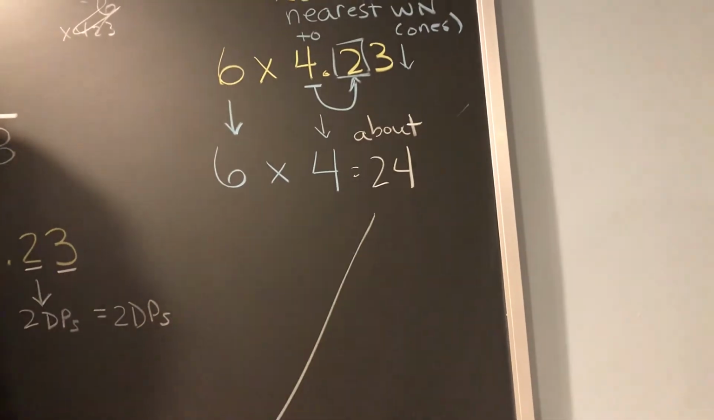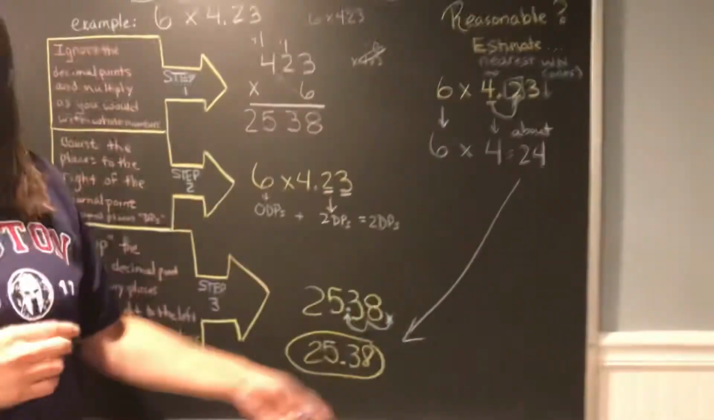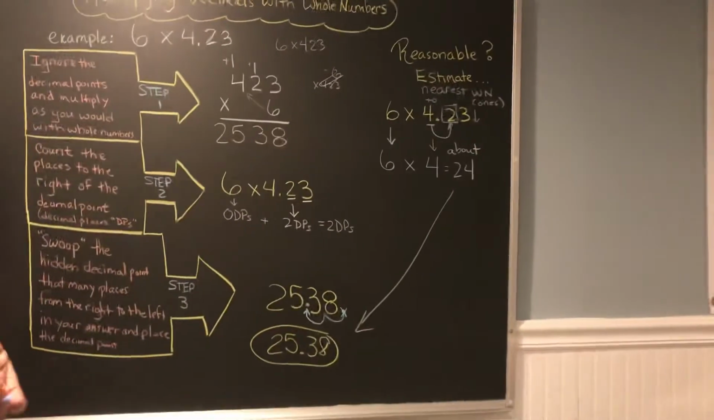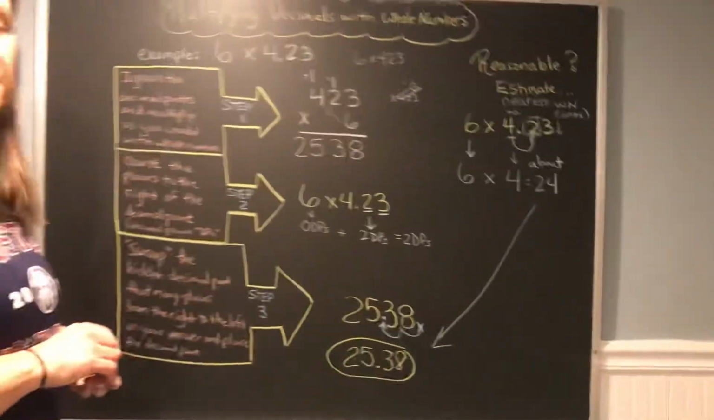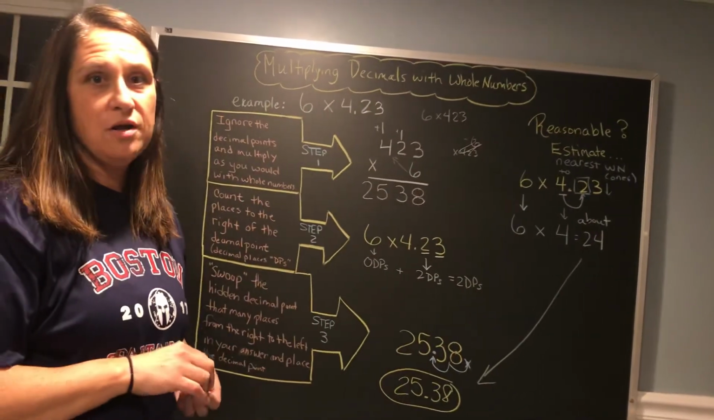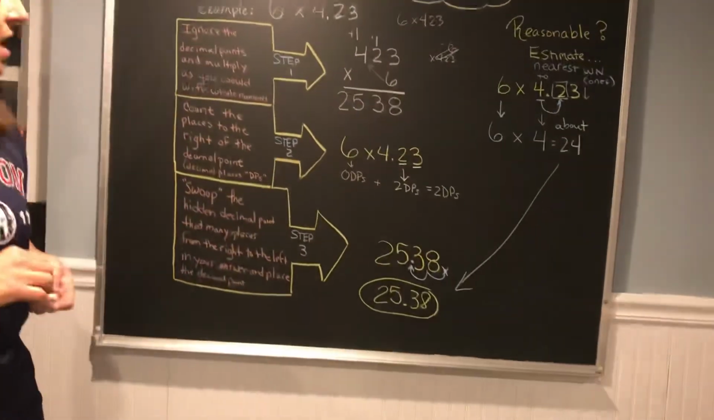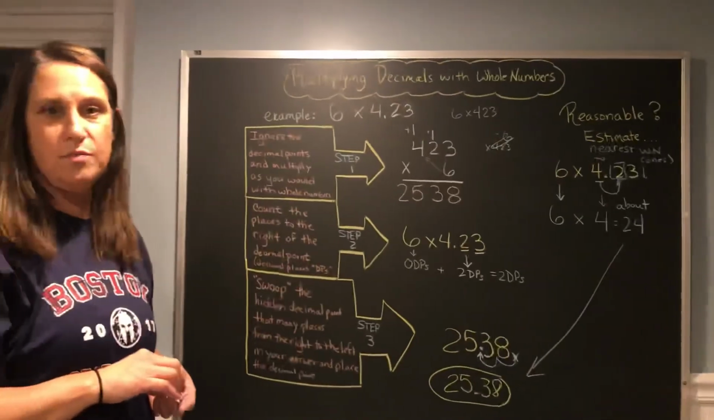Are they close? They sure are, because that's 25 whole and 38 hundredths. We thought it should be about 24. That's totally reasonable. You're definitely going to need your multiplication chart and reminders on how to do the multiplication. But other than that, the steps for the swooping are not too bad.